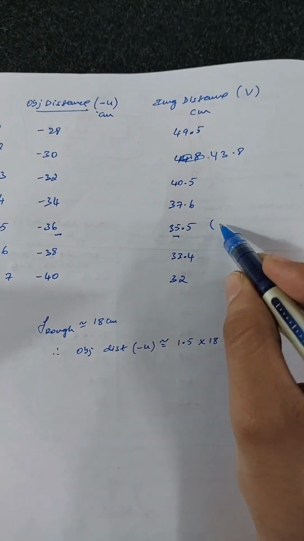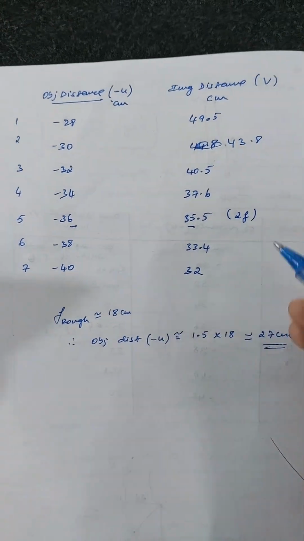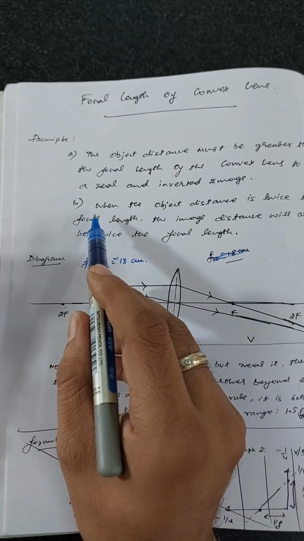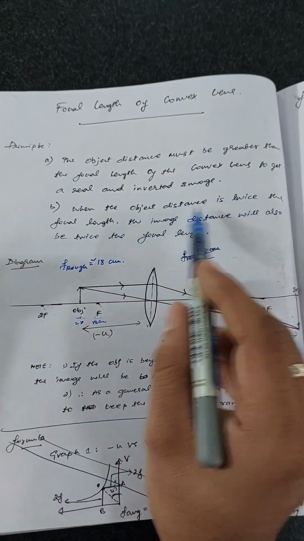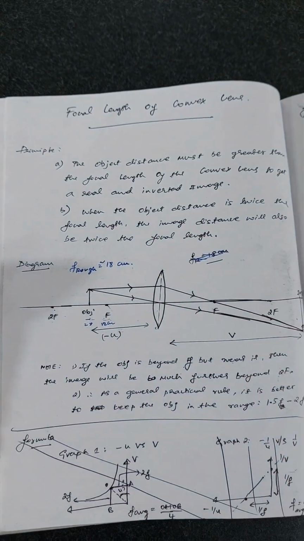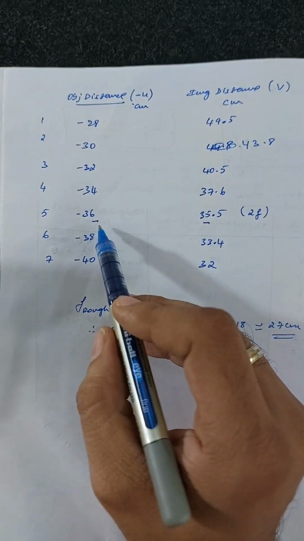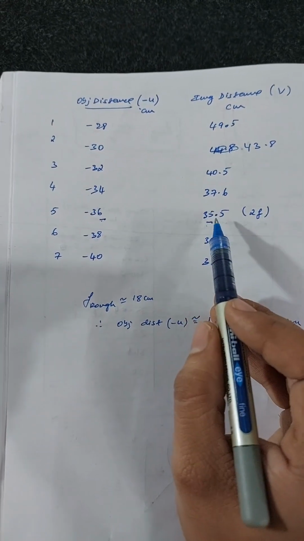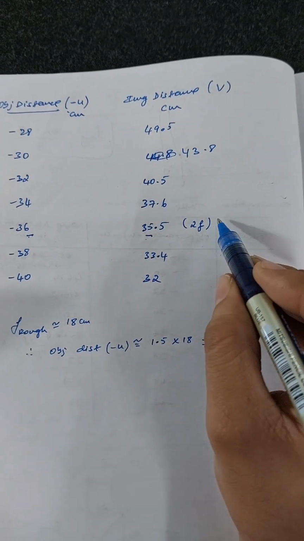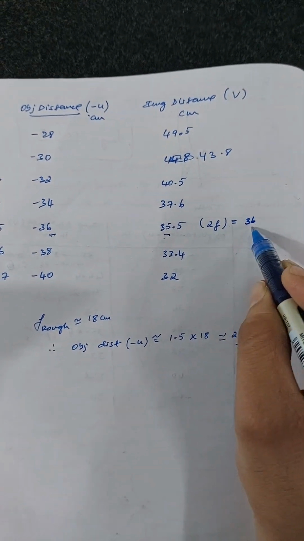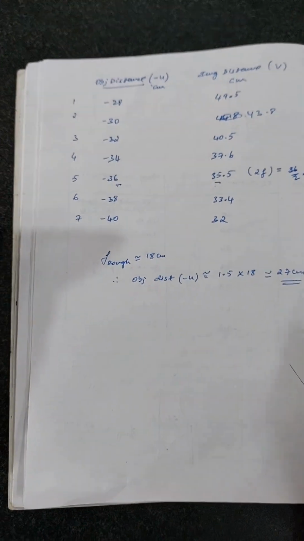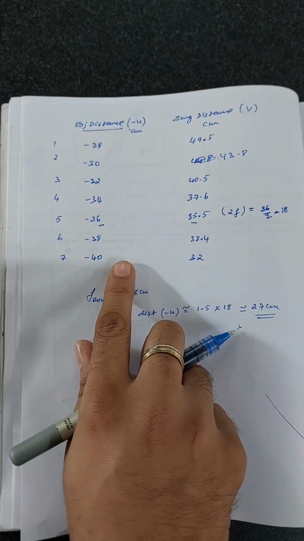So this, as I have told you earlier, happens at the 2f position. So you can see the image here. I have told you this is the principle. When the object distance is twice the focal length, the image distance is also twice the focal length. So that's what is happening here. So here only you can calculate f to be 36 by 2, which is 18. That is also our focal length. Okay, so now actually what you have to do, you have to plot the graph here.